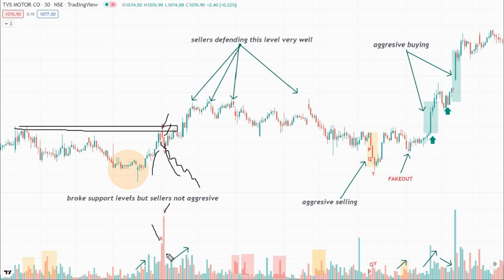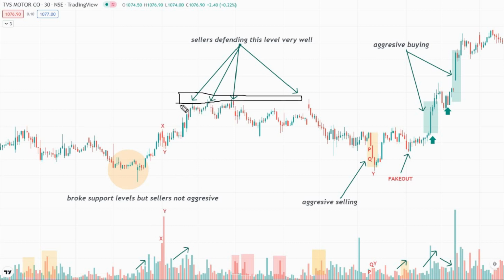Now prices broke this level with an increase in volume and buyers tried to push the prices towards the upside. But from this level, what is happening? From here, sellers tried to push the prices towards the downside. Again buyers tried, again sellers pushed the prices towards the downside. Again buyers tried, again failed. So what is this indicating?